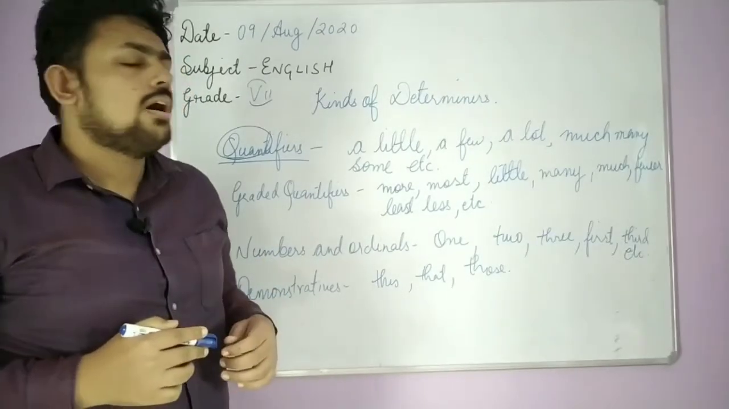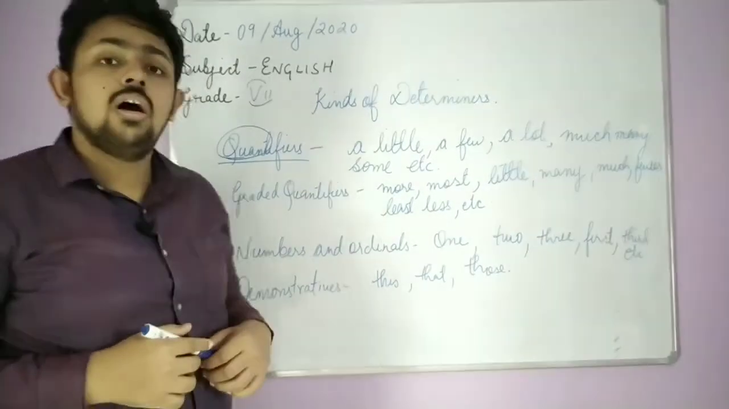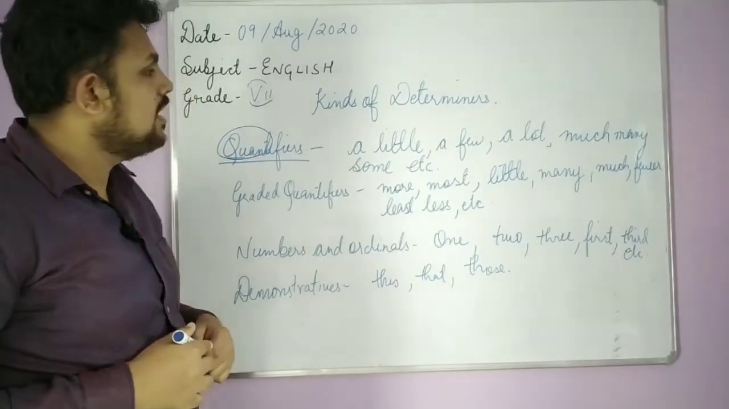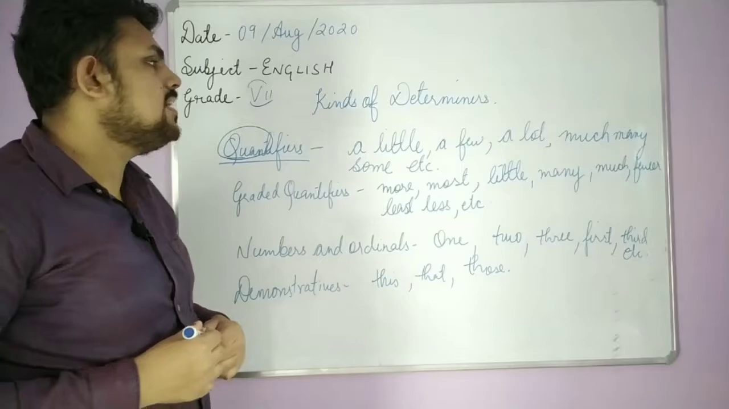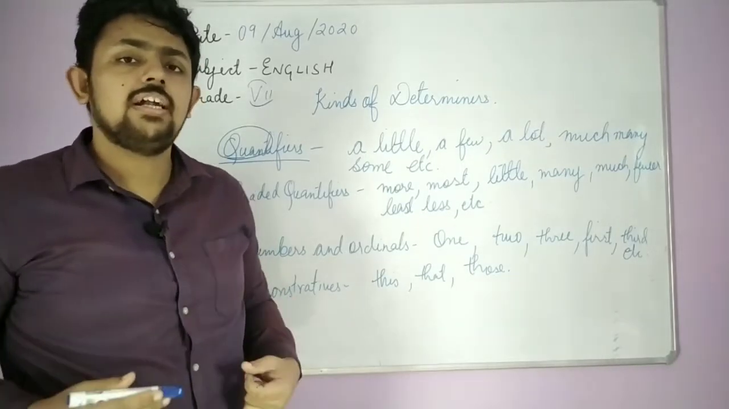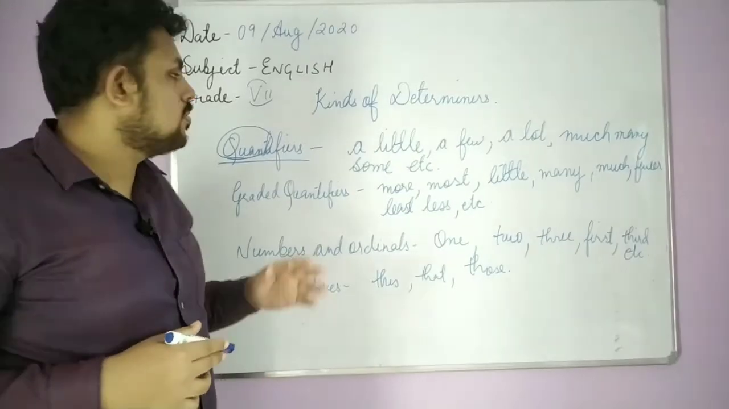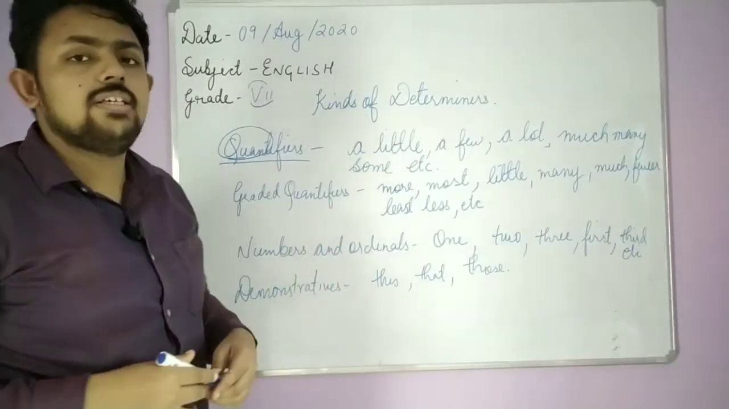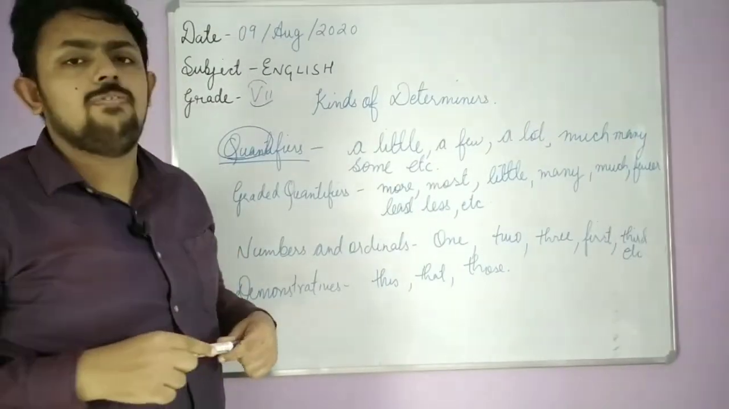There were a few boys in the match. There are a lot of cars parked in the garden. So cars is the noun and a lot is the determiner. It is defining how many cars there are. A lot of cars are there. So in a way it is defining the noun car, and it is the quantifier. It is a determiner and it is a quantifier.